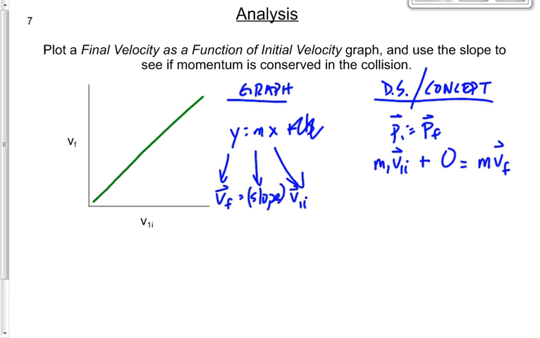Let's get rid of the 0 here just to tidy it up a little bit. I just wrote that in there so you could see what was going on. Now I want to rearrange the equation either from my data sheet or from the concept, in this case, the conservation of momentum concept. Rearrange it to solve for the same variable we have right here. Okay, we've solved for VF in my equation for my graph. I want to solve for VF in this equation as well. VF becomes m1 over m times v1i. Make sense? I've solved for VF in both cases.